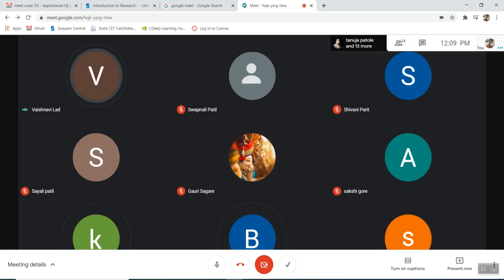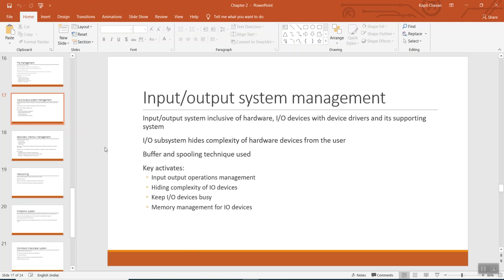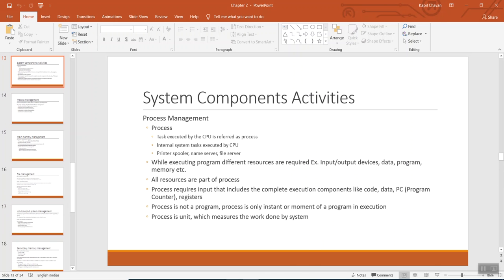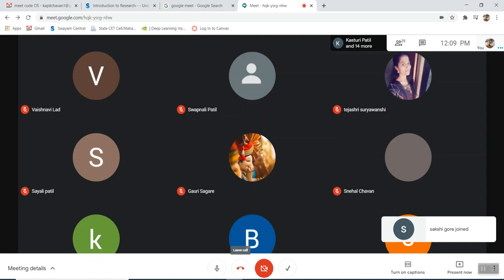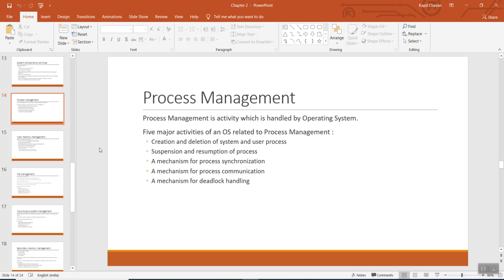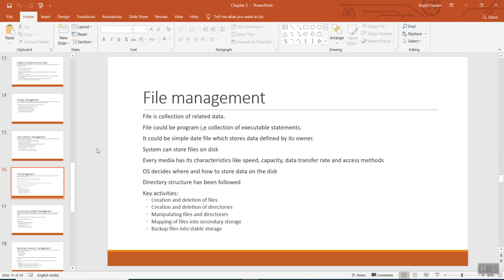Yes, sir. Okay, up to the last lecture, we have seen system component activities. In the system component activities, we have seen the different activities like process management. Then we have gone through all the detailing of what is meant by the process and which tasks are carried out under the process management activities. Then we have seen the main memory management.